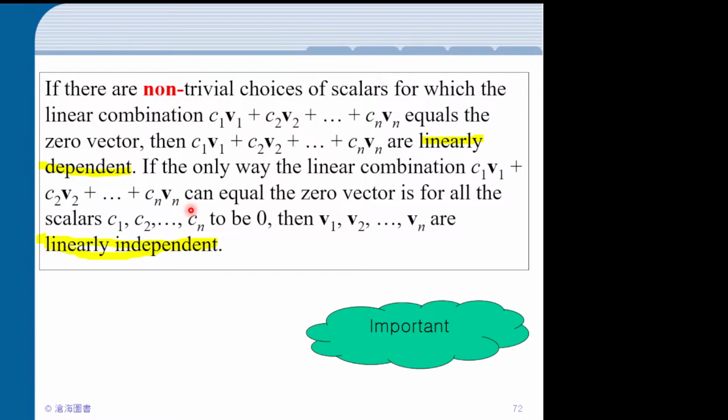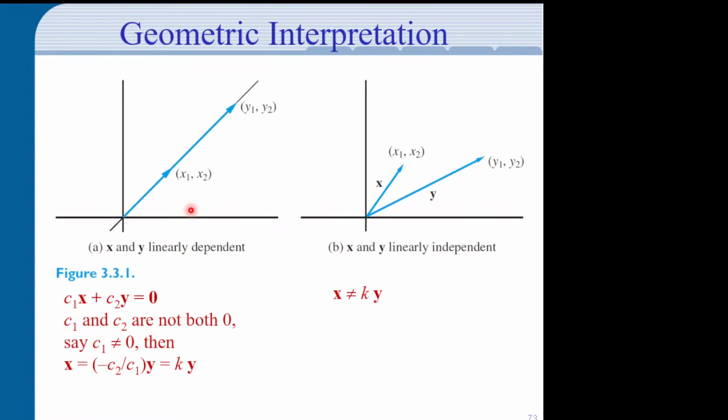Anyway, let's go to some geometric interpretation of linear dependence. In 2 dimensions, if you have 2 vectors, then linear dependence looks like this: they are on the same line. So you have some (x1, x2) and (y1, y2), and then you have c1 x plus c2 y equals 0. That means one of them is a linear combination of the other one.